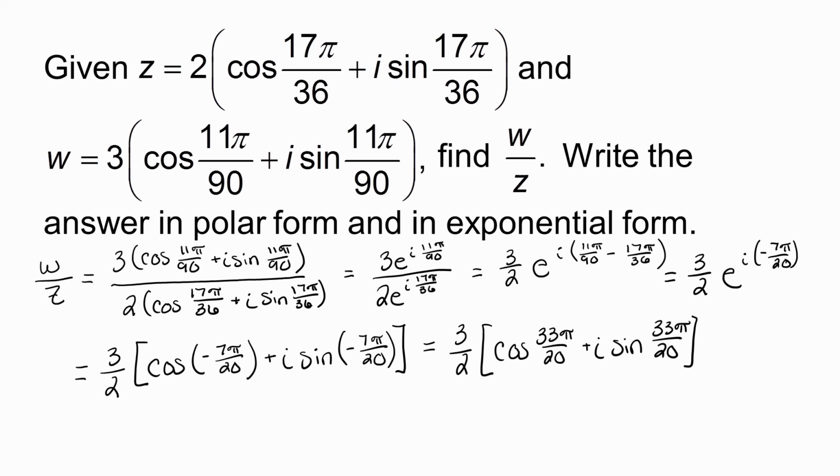Now we can convert this to the exponential form, which is 3/2 times e to the quantity i times 33π/20.